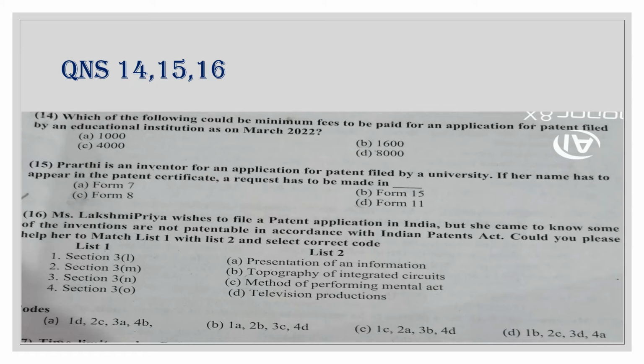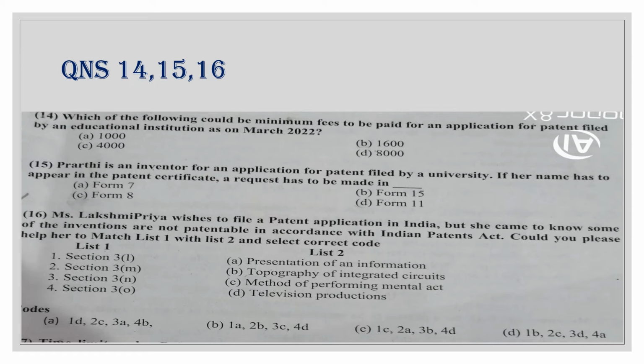Form number 7, form number 15, form number 8 and form number 11. For this, we must go to each form number, or we must recall the titles of the forms. Form number 7 deals with the notice of opposition, so it is not applicable. Form number 15 deals with application for the restoration of a patent, so it is not applicable. Form number 8 is request or claim regarding mention of inventor as such in a patent. Now this is the correct option.